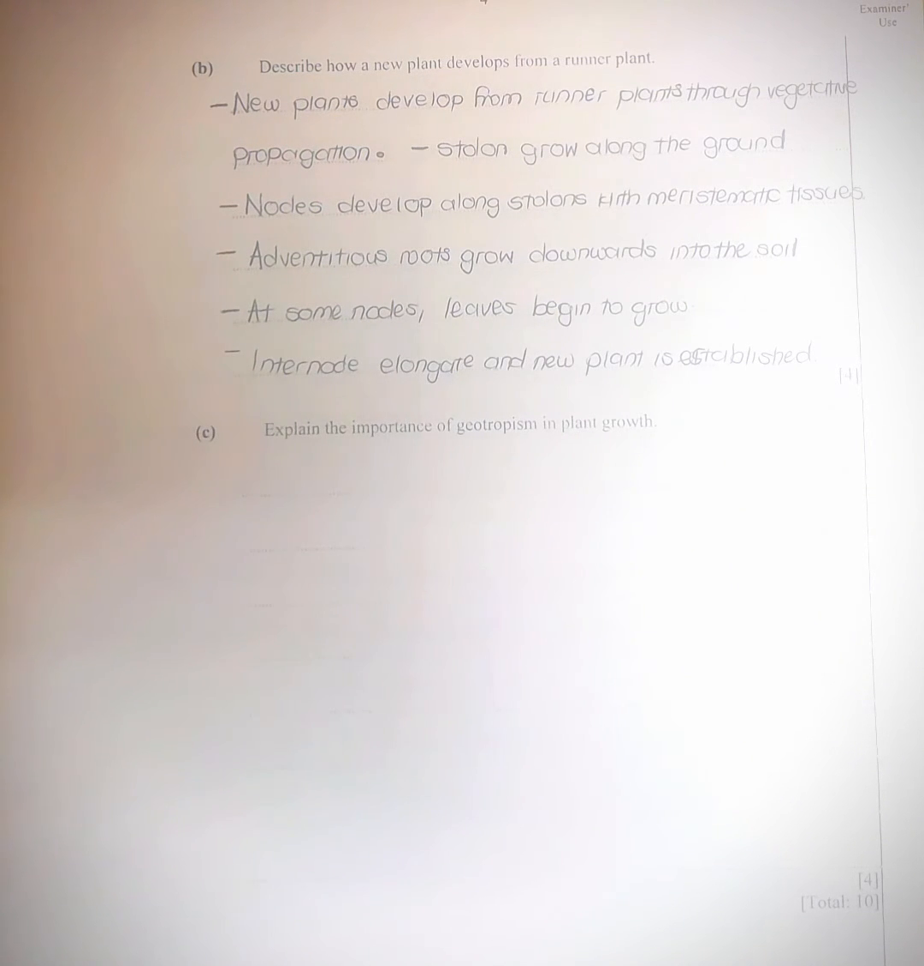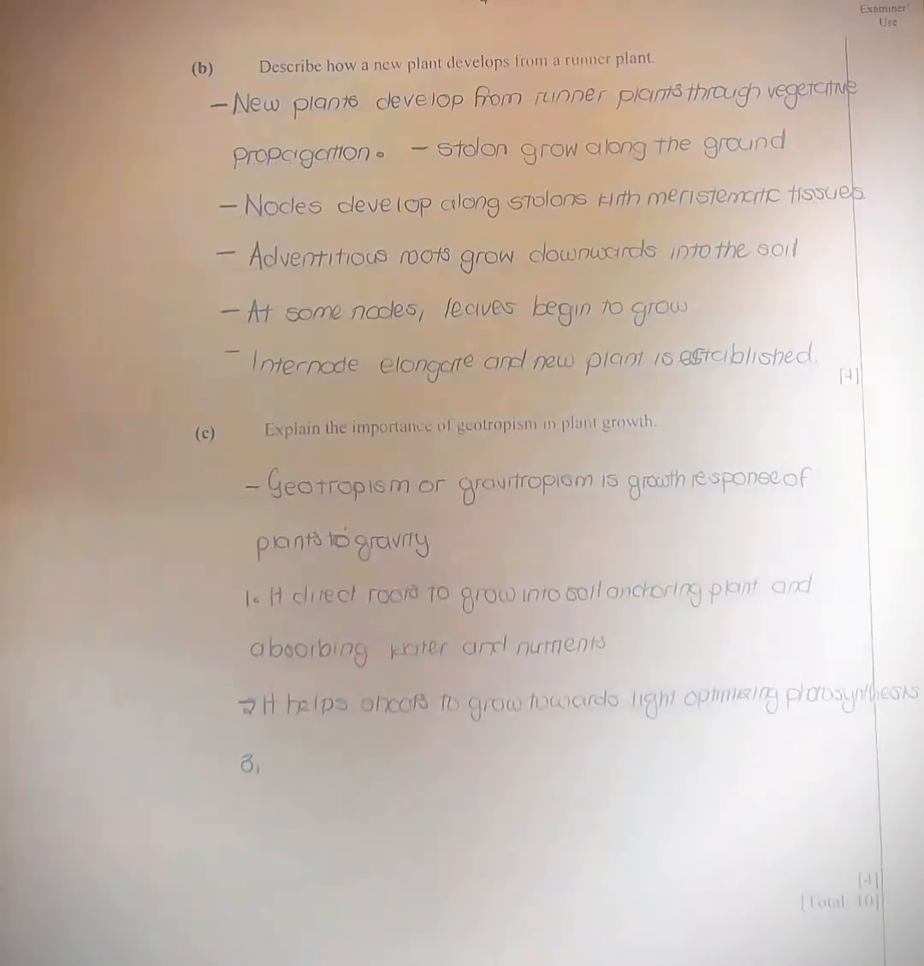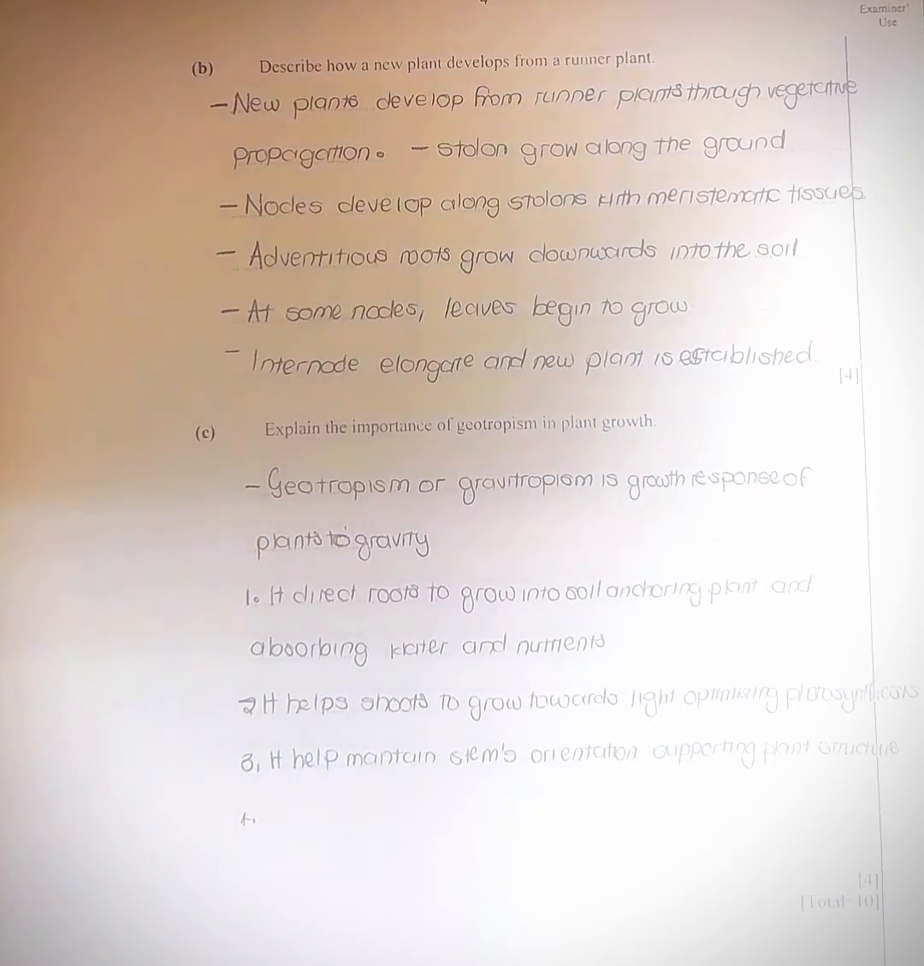So geotropism directs roots to grow into the soil, anchoring plant and absorbing water and nutrients. Another importance of geotropism is that it guides shoot to grow towards the light, optimizing photosynthesis. It also helps to maintain stem's vertical orientation, supporting the plant structure. And then geotropism helps plants to adapt to their environment, responding to changes in gravity, light, and temperature.